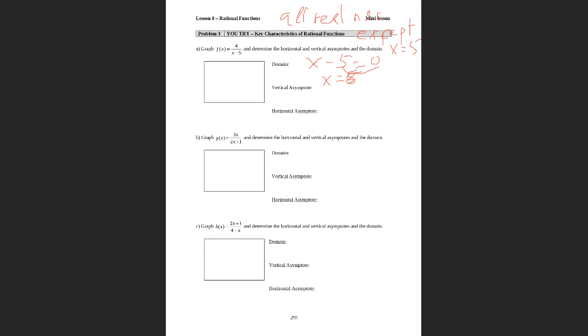Because when x equals 5, the function is going to be undefined, right? If x equals 5, 5 minus 5 is 0, that gives you 4 over 0, which is undefined. So you don't want this. So domain is all real numbers except that. Now, because we have x equals 5 here, we know that is going to be the vertical asymptote. x equals 5.